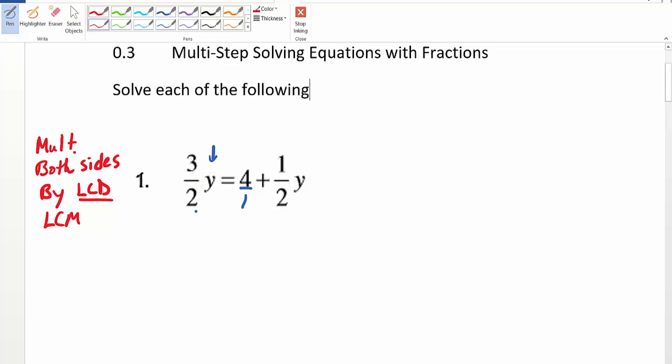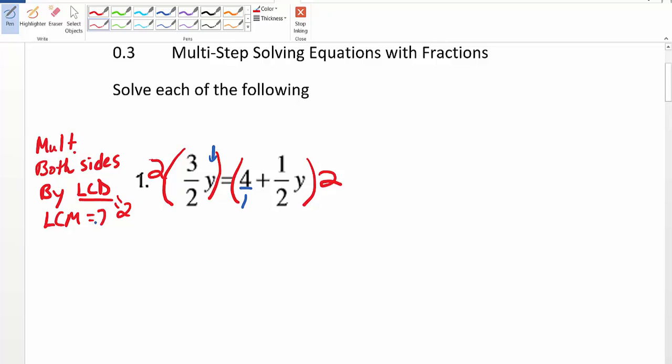So now if we look at our bottoms, again, we don't like fractions. The end game is to try and get rid of the fractions. And then we want to just pretty much look at those numbers. So we have 2, 1, and 2 again. So the smallest thing that 2, 1, and 2 all go into is 2. Because 2 goes into 2, 1 goes into 2, and 2 goes into 2. So what we're going to go ahead and do is multiply both sides by that number 2. That would be technically our LCD, 2.